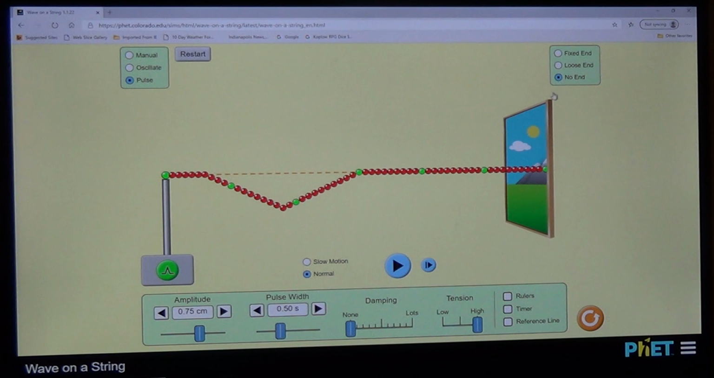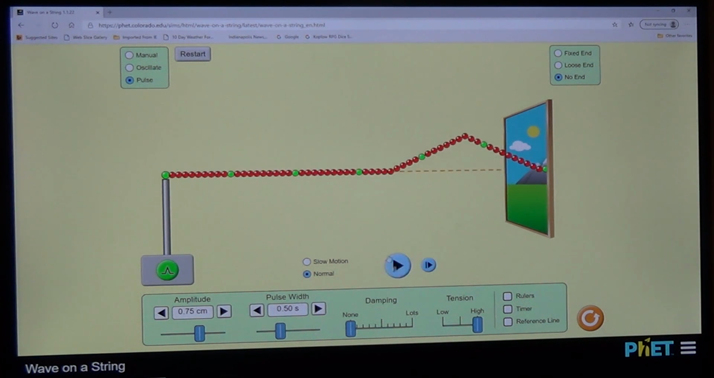And then finally, what happens if we have no end, if the string is not being held at all, and you just send a wave down there? Well, you get no reflection at all, it just leaves. So we wanted to make sure we had just covered that. That was a minor point we were going to get to.